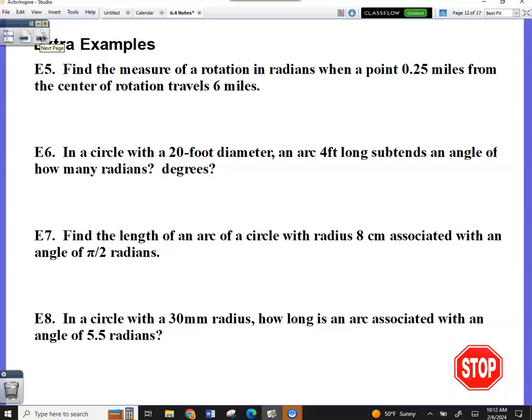Let's copy our formula. I'm going to copy it here. Theta equals S over R. Remember, theta has to be in radians. There is an alternative formula. If you cross multiply the R over, you have S equals R theta. So that's an alternative formula. I don't have that memorized. I got that by cross multiplying that R over. All right, look at E5. E5 is straightforward. Everybody try it.